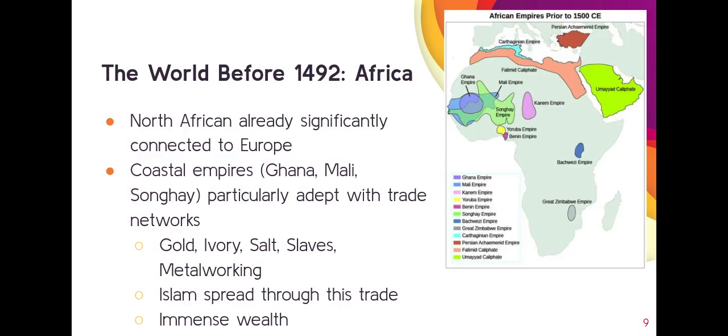And so the main goods that are traded will be gold, ivory, salt, and slaves, and the results of metalworking. We see the spread of Islam occur as a result of this trade, and we do see immense wealth in these empires. So, for those of you that have already taken world history, you're probably fairly familiar with this wealth. But for some students who are taking U.S. history before world history, there are some misconceptions about the wealth in Africa prior to 1492. And that's something you would definitely dig into more in your world history class.